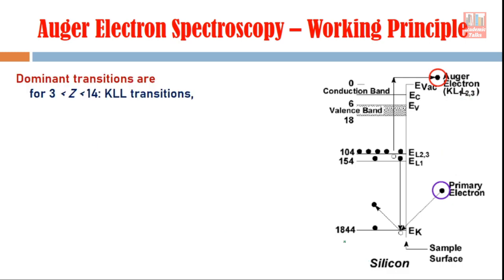Now, as I told you, what kind of transition takes place depends on the atomic number of the element. If the atomic number of the element is between 3 and 14, in that case the KLL transition occurs. This is similar to the example we have discussed just now. In case of silicon, you can see the atomic number falls within this range, so the KLL transition occurs.